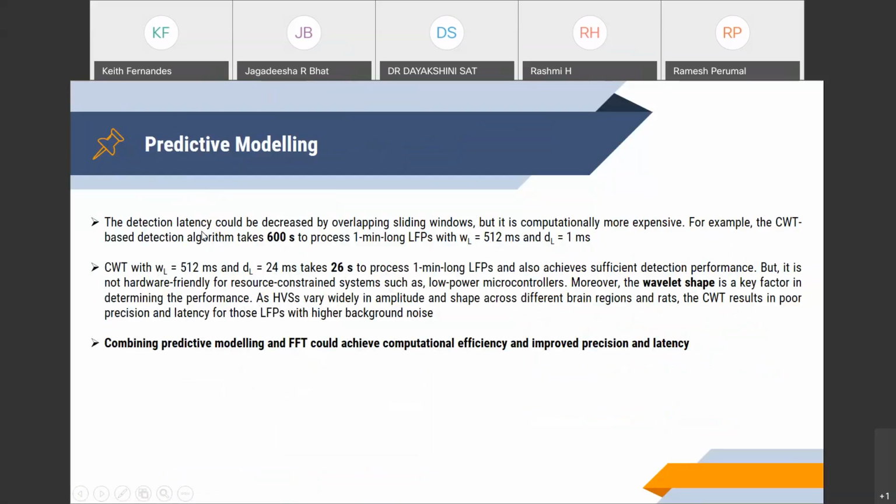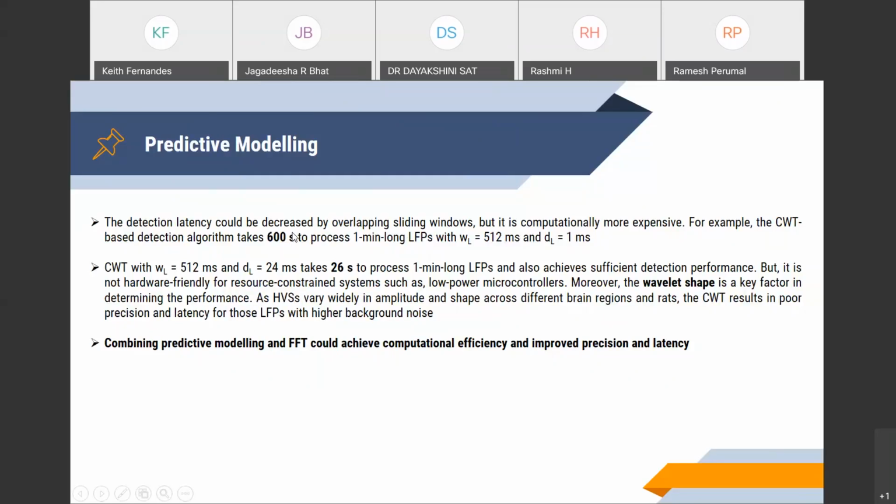The detection latency can be decreased by overlapping sliding windows, but it is computationally more expensive. For example, the CWT-based detection algorithm takes 600 seconds. This computational time is the time taken to process 1 minute long LFPs with a window length of 512 milliseconds and a slide interval of 1 millisecond. Of course, you get good results, but it is computationally very expensive. It takes 600 seconds to process just 1 minute long LFPs on the Intel CPU.